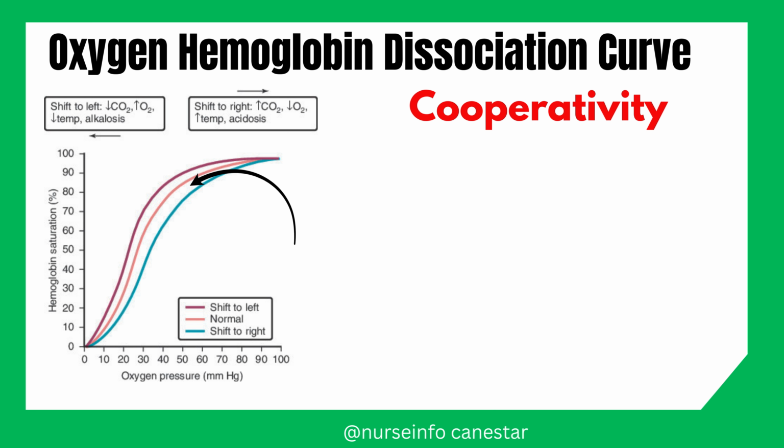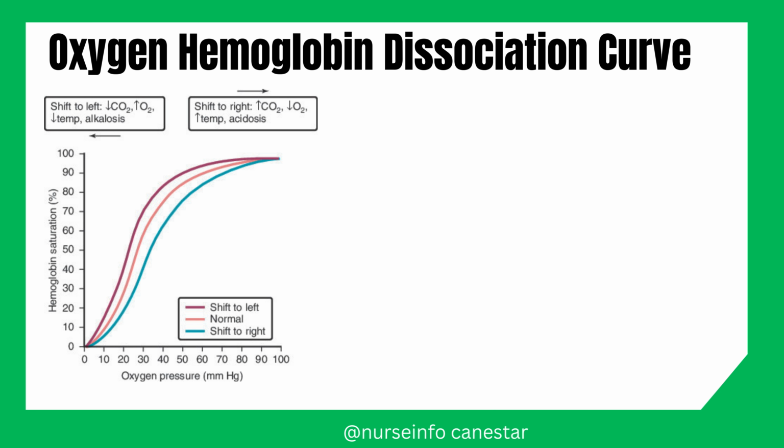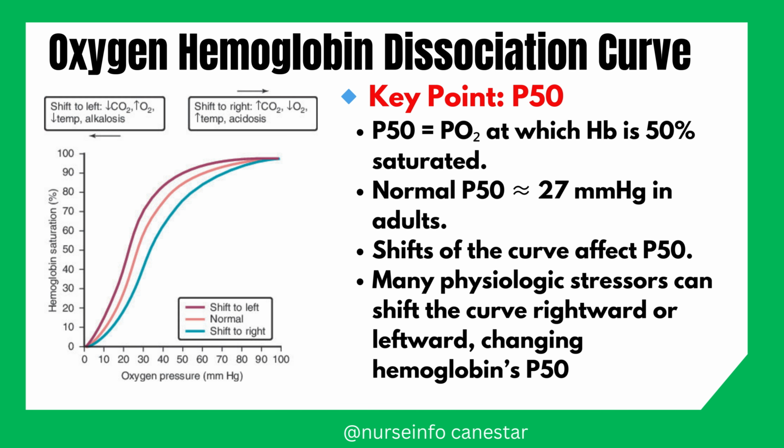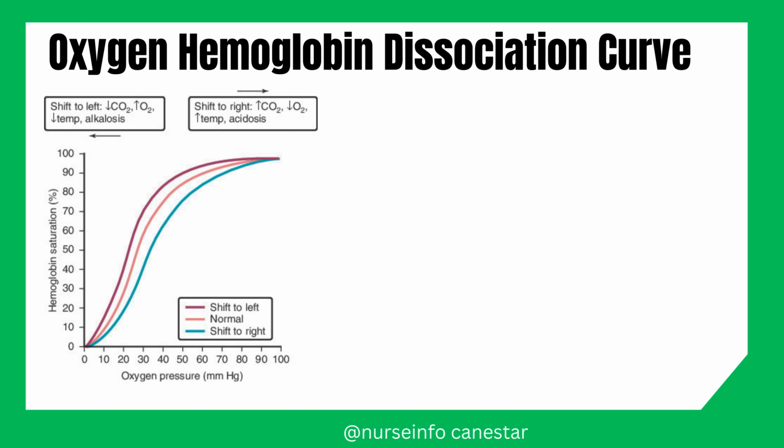A PO2 of 27 mmHg in healthy adults corresponds to 50% hemoglobin saturation, red curve. This is known as the P50 of hemoglobin. Many physiologic stressors can shift the curve rightward or leftward, changing hemoglobin's P50. It's important to know what these are and what they mean.